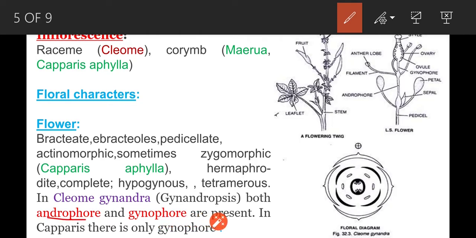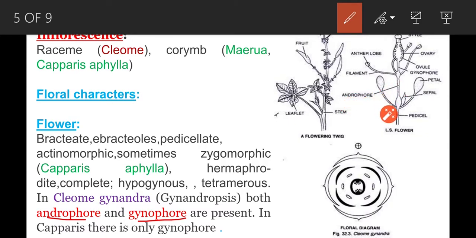What is androphore and what is gynophore? We have to know the definitions of gynophore and androphore. First, coming to androphore. See in the picture or observe in the diagram, this is the sepal. Sepals make up the calyx. This is the androecium. Androecium comprises stamens. In between the sepals and androecium, a stalk-like or disc-like structure is present. This disc-like structure is called androphore.